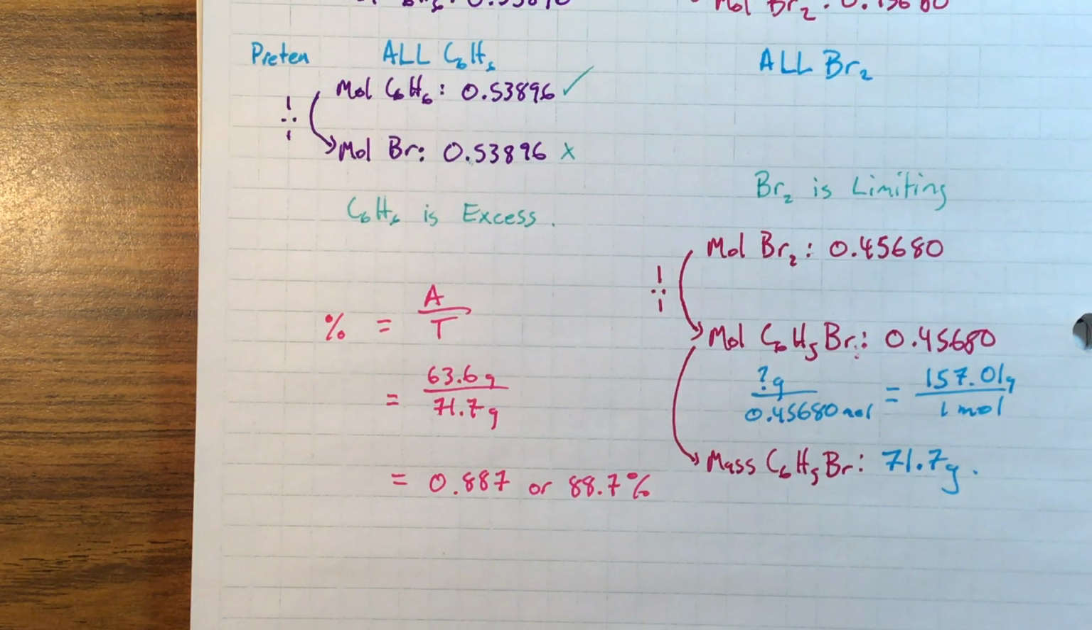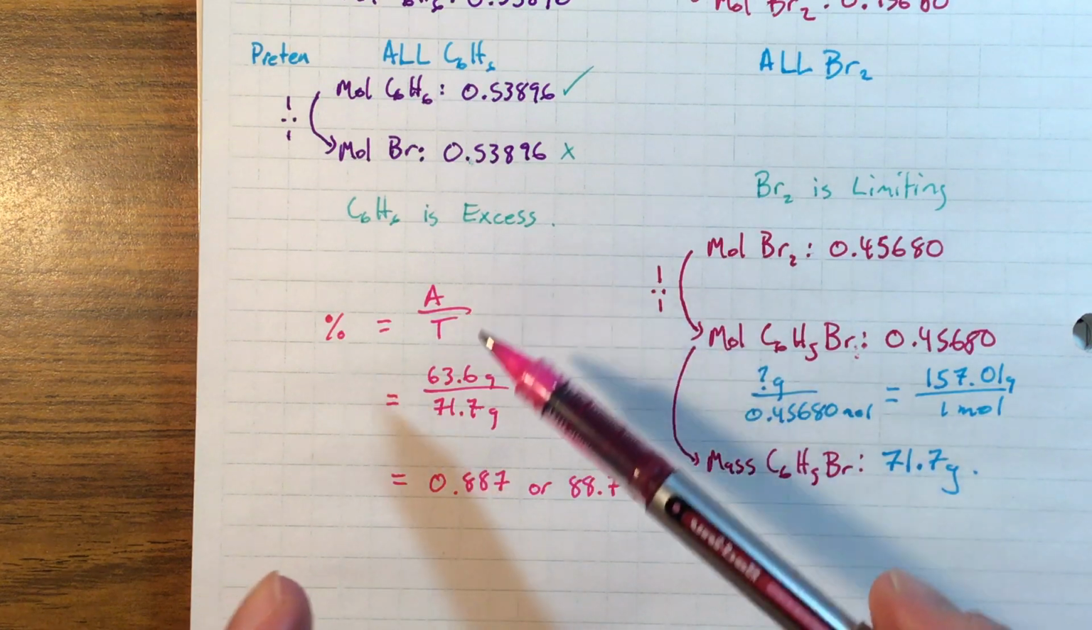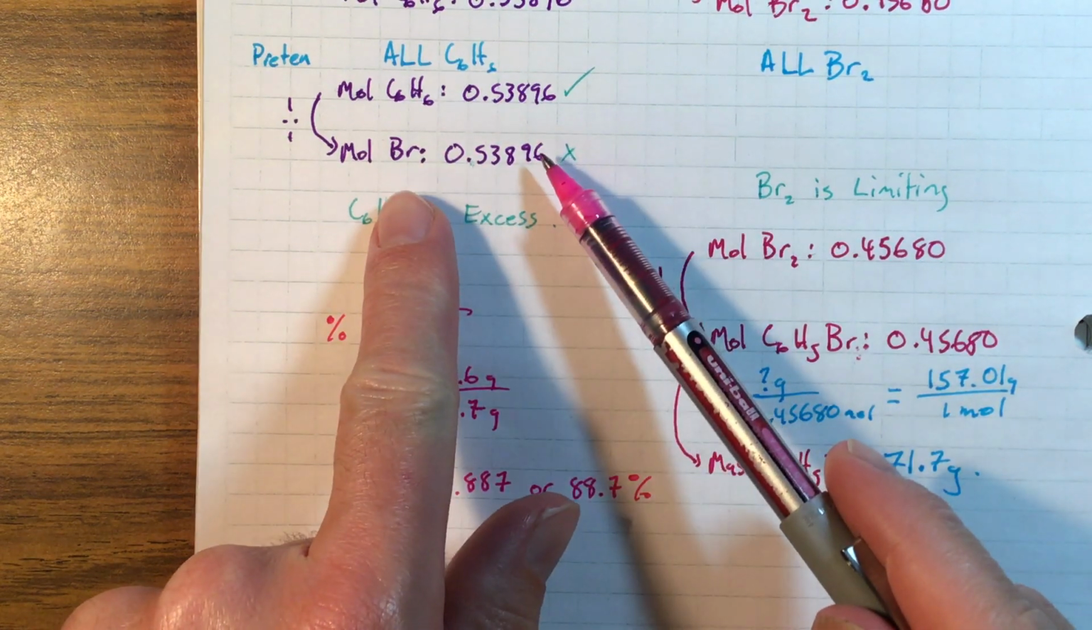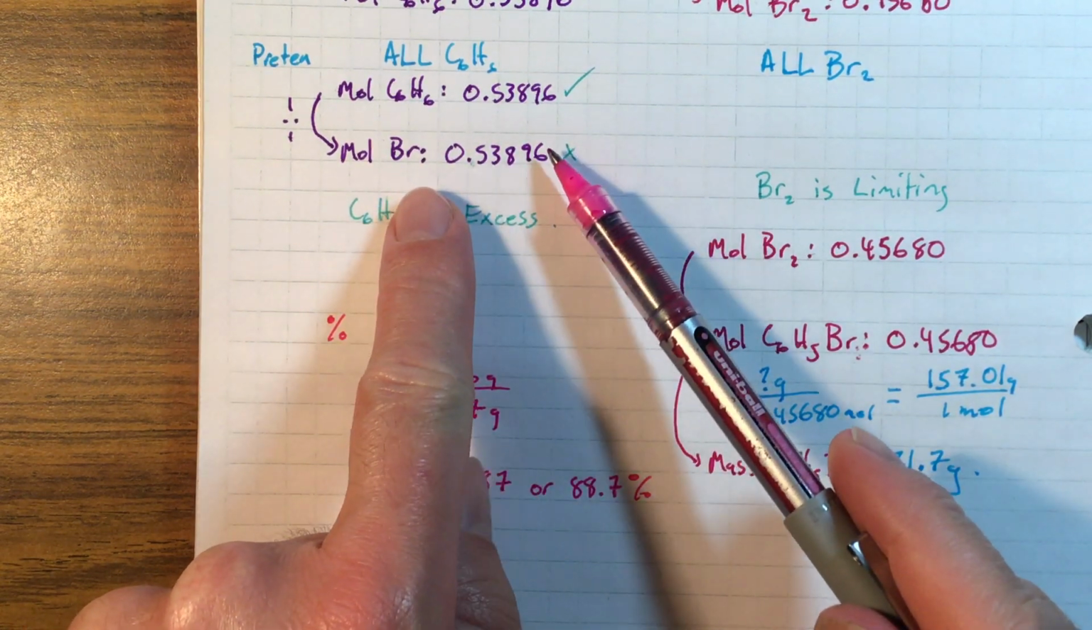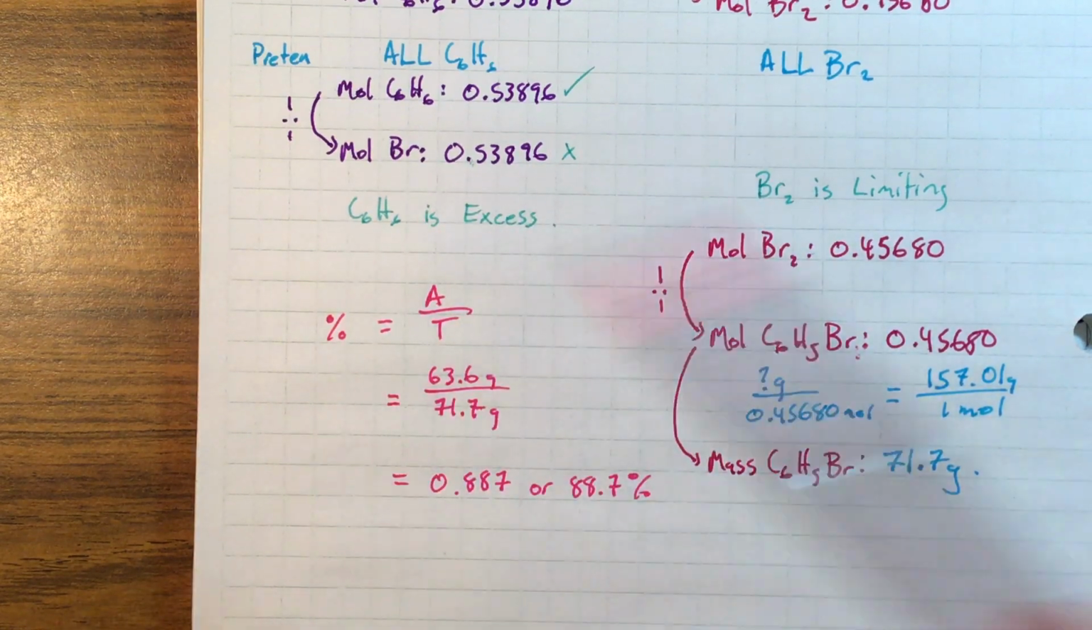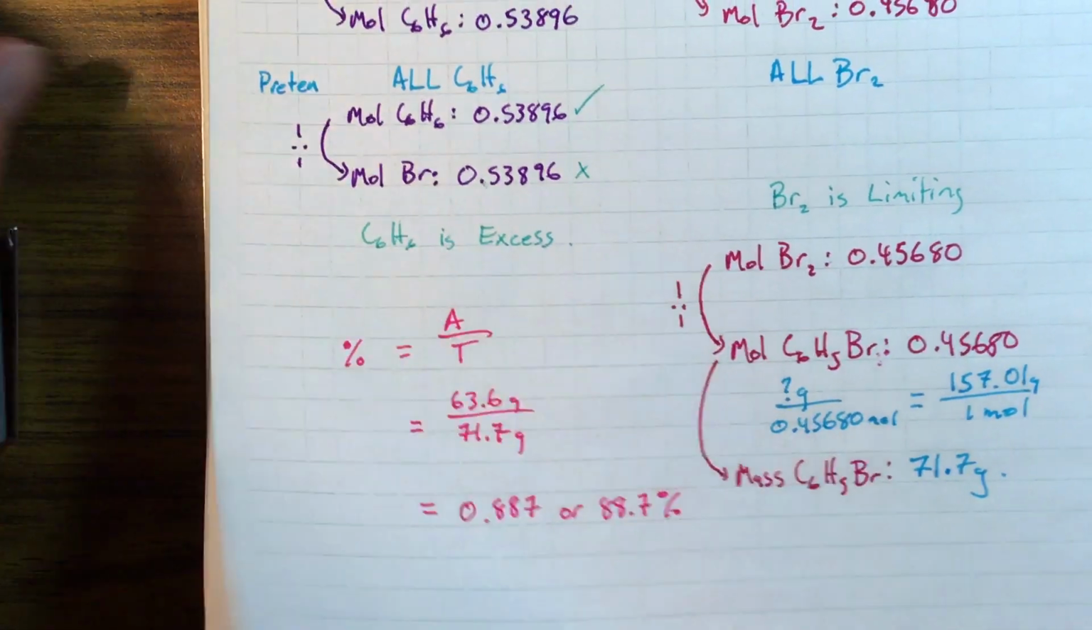Not too bad. If you don't have to figure out the excess reagent, you can just check one of them and see if it works or not. If it works, it's your limiting. If it doesn't, it's your excess, and the other one is limiting. All right, question number 3.